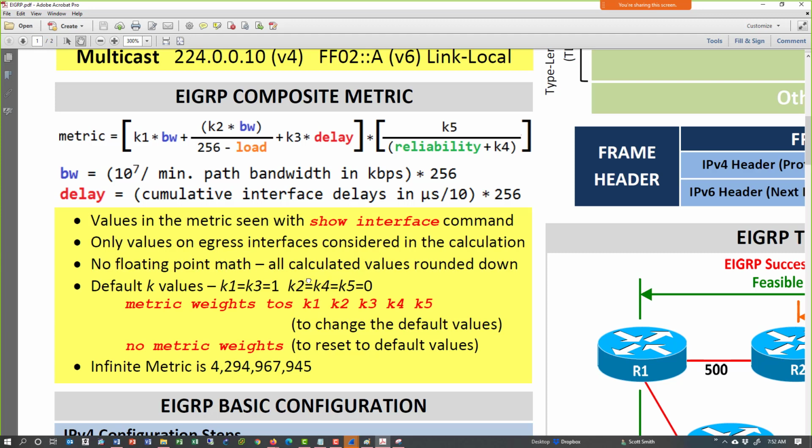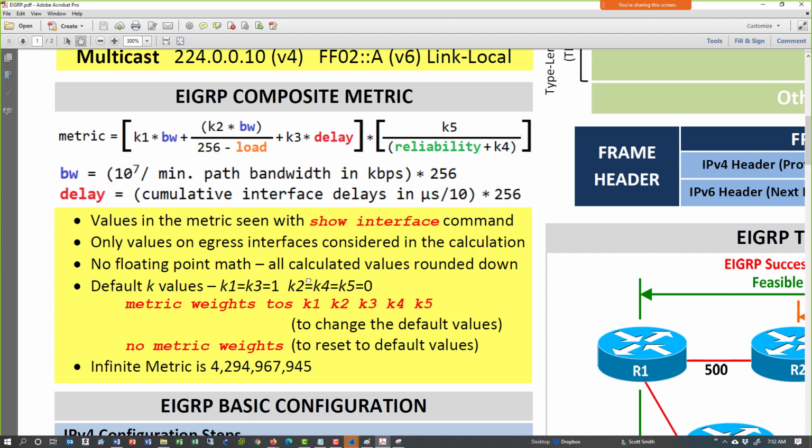But there are a couple of things I want to point out that are really important when it comes to evaluating the path metric. Number one, only egress values on the interfaces are considered in the metric calculation. This also applies to OSPF, IS-IS, and EIGRP. Only the egress values are considered. So if I'm considering interface delays and bandwidths of interfaces, I'm only looking at the outbound interfaces along the path to the destination to determine the overall path metric.